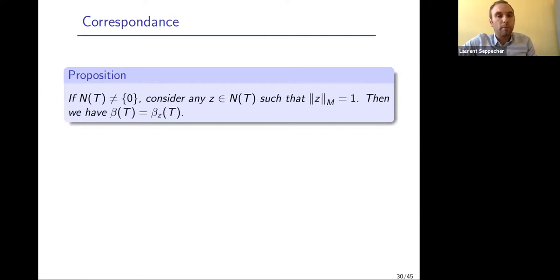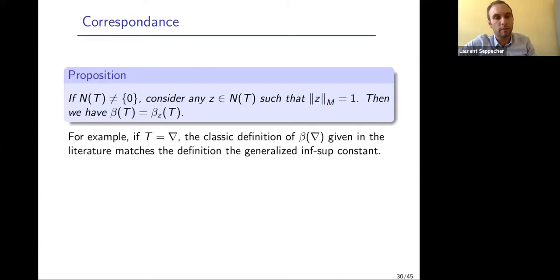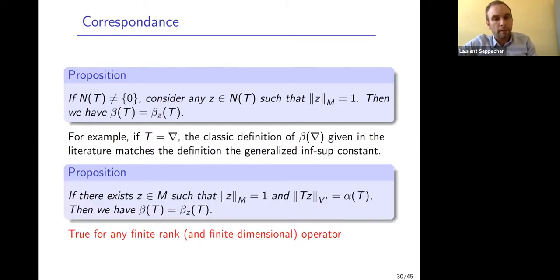So this is just to show that it's the same if you have a null space. If you have a null space, beta of T is beta Z of T, where Z is the direction of the null space, so you are orthogonal to the null space. And for the gradient, it's the same definition. So it extends the classic definition. And even if you don't have a null space, if you have a minimizing direction, a direction Z such that T of Z equals alpha, the first singular value, then beta would be built taking the infimum over the orthogonal of Z, following exactly the same idea as the Inf-sup constant for the gradient. And this is always true for finite dimensional and finite rank operators, so you're good with this.